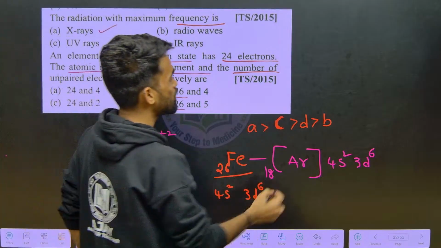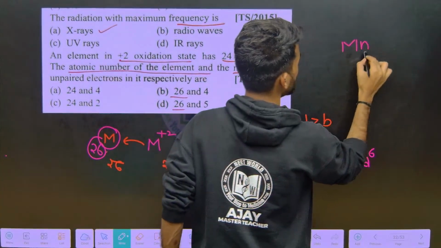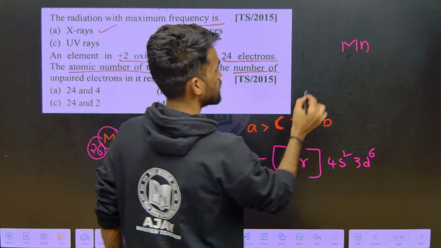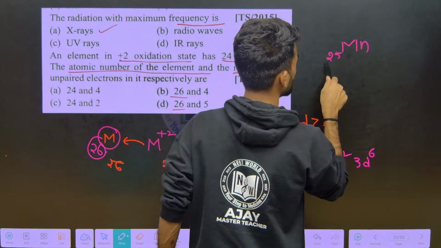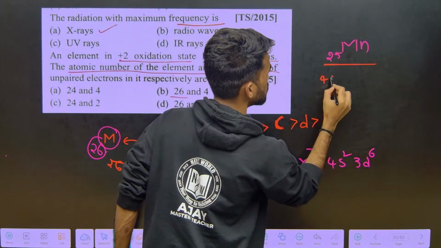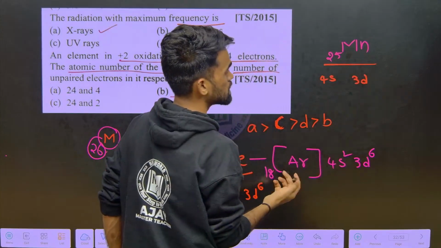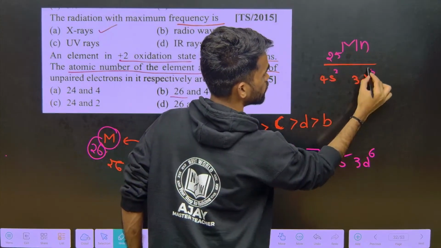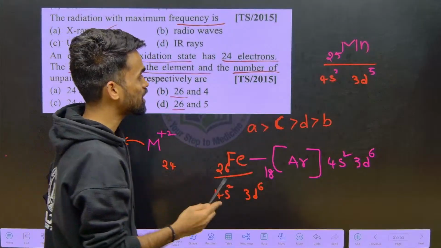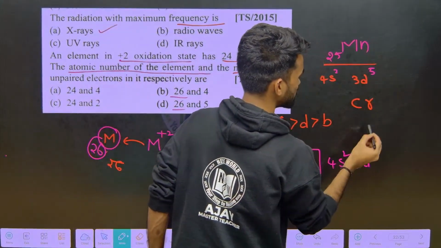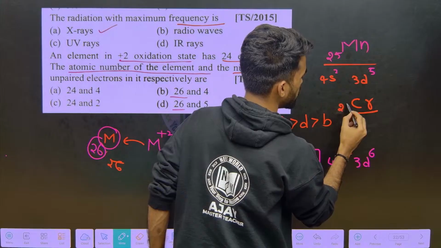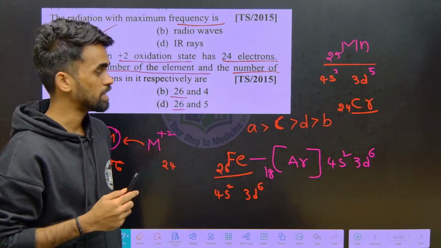Okay, now tell me for manganese, what is the atomic number? 25. Tell me: 4s2 3d5. It's working. Okay, now tell me for chromium. Chromium is 24.